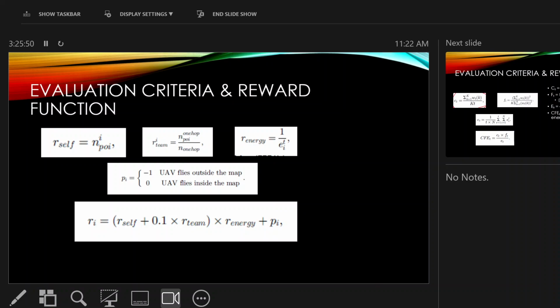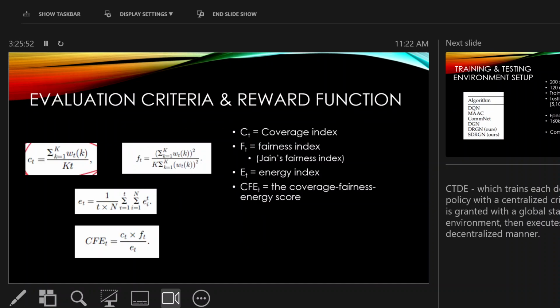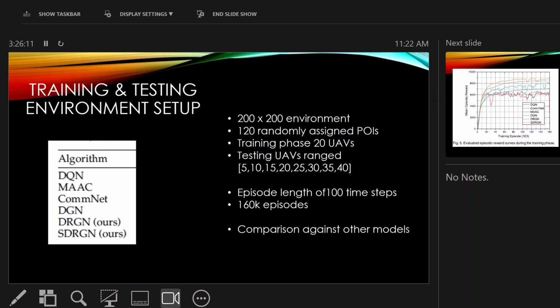Now, this is for the reward function. The evaluation criteria that they're going to look at during the training and the testing is more this: coverage index, fairness index, which kind of normalizes some of it, energy index, and then they roll it all up. Fairly straightforward. You don't need anything overly crazy here.